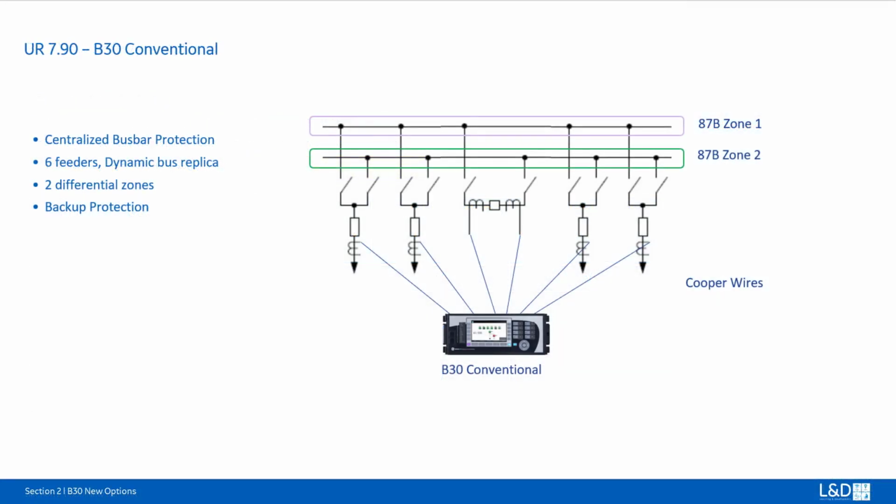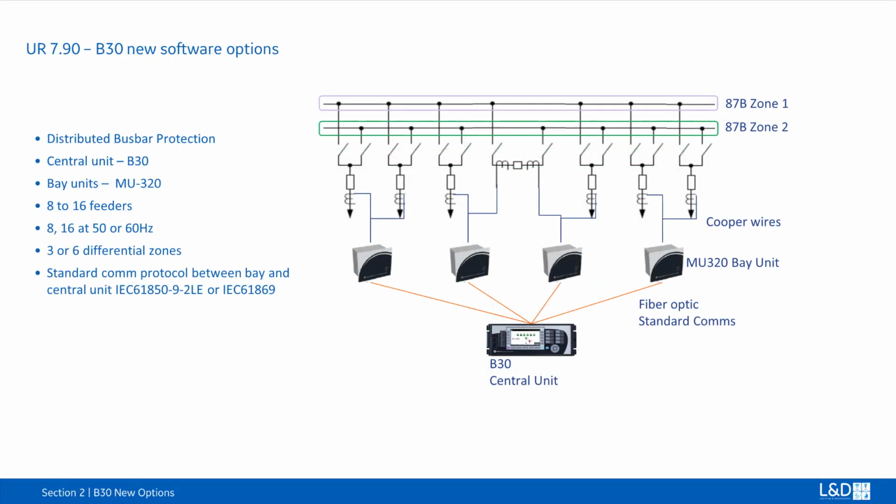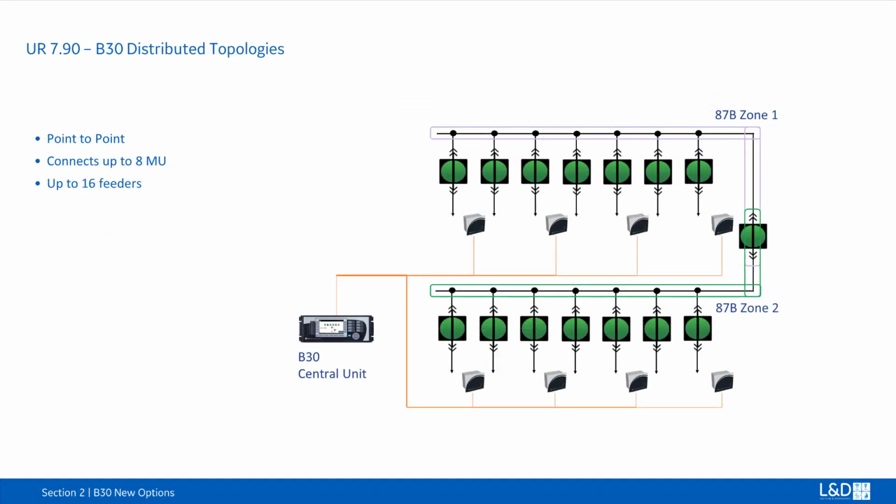With conventional B30 of maximized 3 DSPs, it can be configured for 6 feeders and 2 differential zones. With the process bus module B30, it can be configured to maximum 16 feeders and 6 zones. For the distributed topology with point-to-point connection introduced before, one B30 process bus module can connect up to 8 merging units.